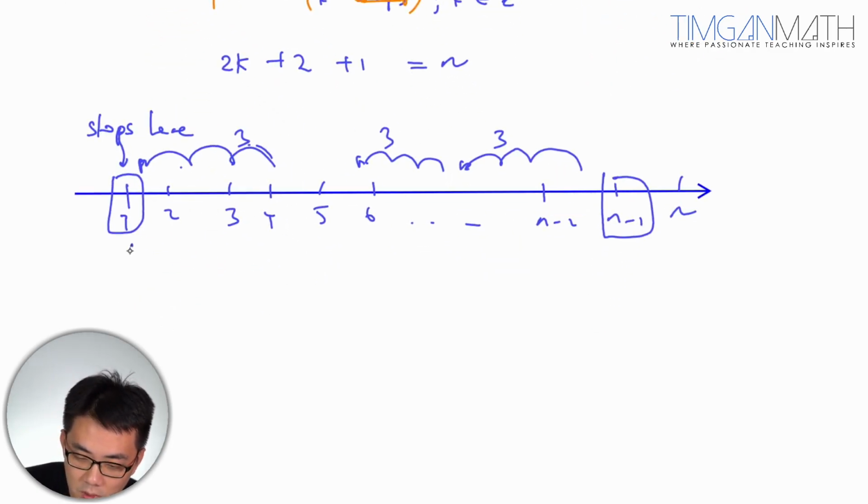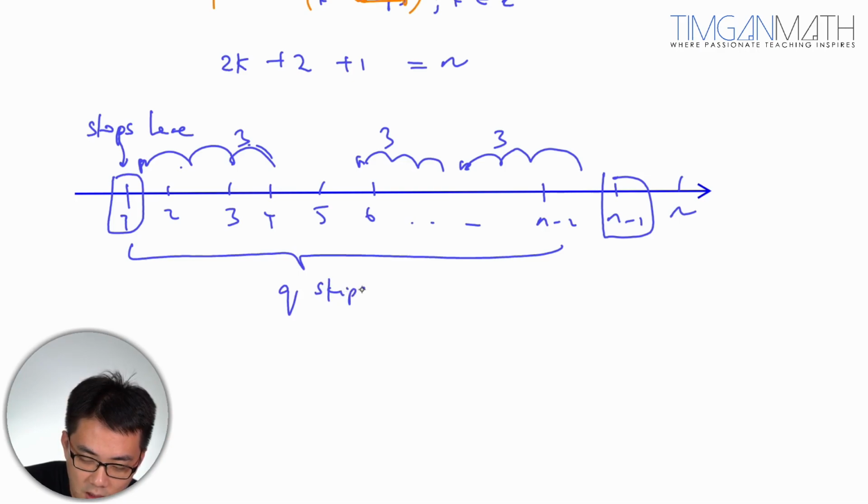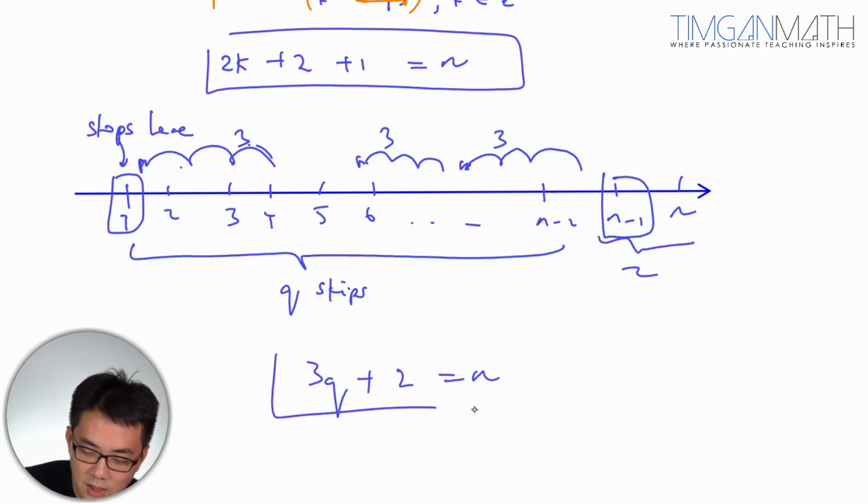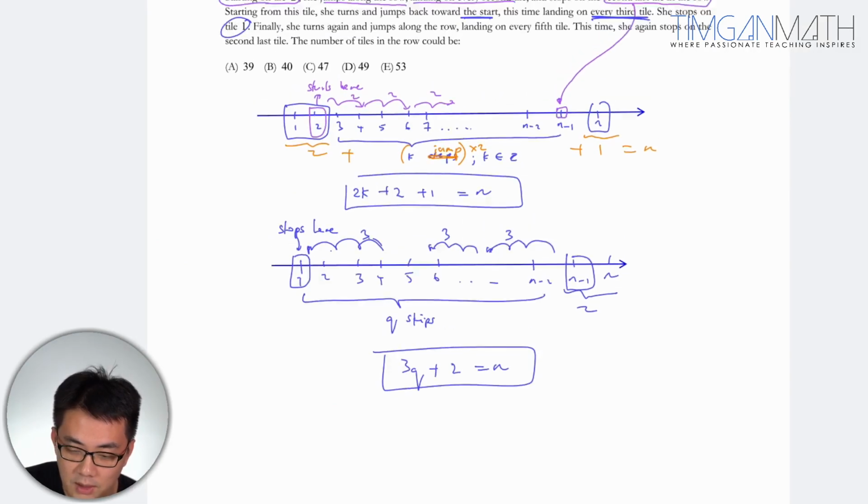Same thing, I'm going to write this as q skips. That will be 3q plus 2 tiles. These 2 tiles will give me n. So this is 1. Now take note, these are very important. We need to understand that.